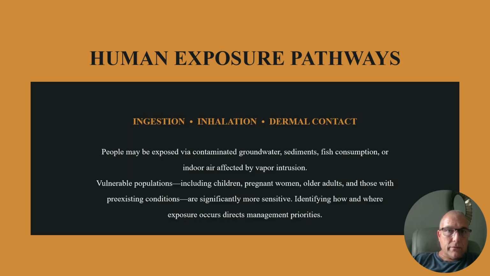Human exposure pathways. To understand human health risk, it is important to understand how people may come into contact with contaminants. At Oak Ridge, the primary exposure pathways include ingestion, inhalation, and dermal contact. People may be exposed through contaminated groundwater, surface water, sediments, fish consumption, or potentially through contaminated indoor air where vapor intrusion occurs. Certain populations are more vulnerable than others.